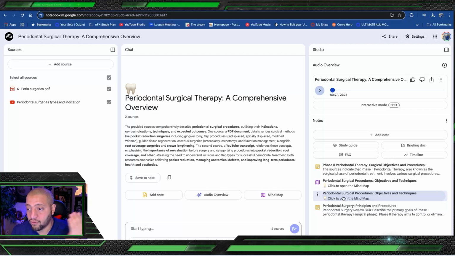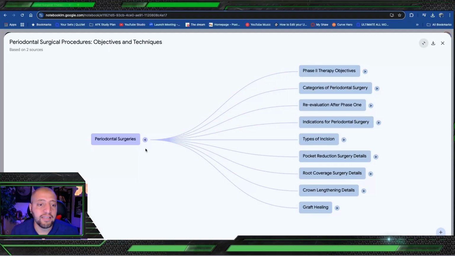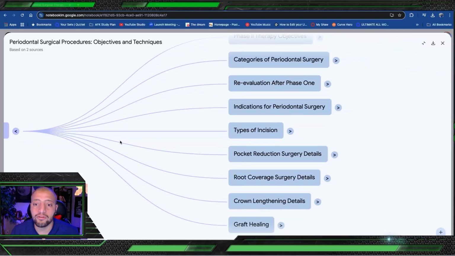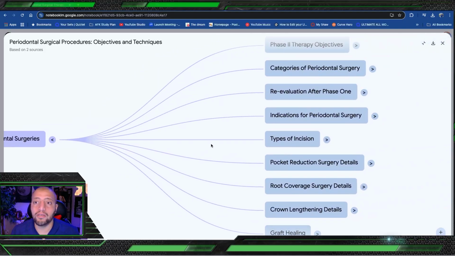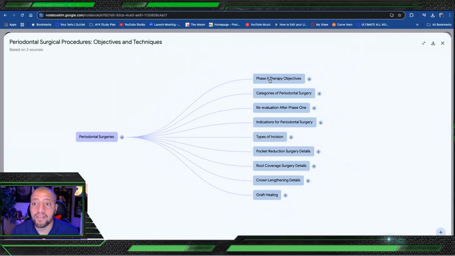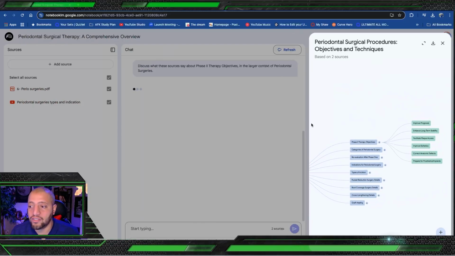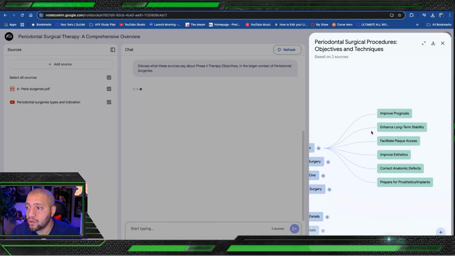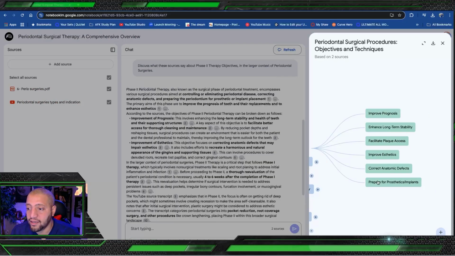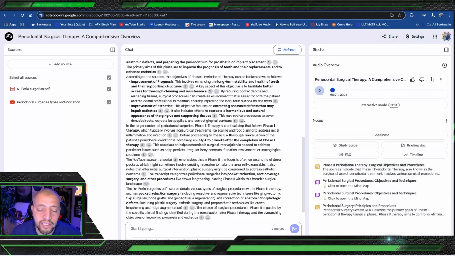I made it from before, so let's see what the mind map means. When you click here, yes, it gives you all the material you need to study in this chapter. So, perio surgery, phase 2. We start with phase 2 surgery, why we do phase 2 basically. Here we have the main idea, and if you would like to read, you can read from here.